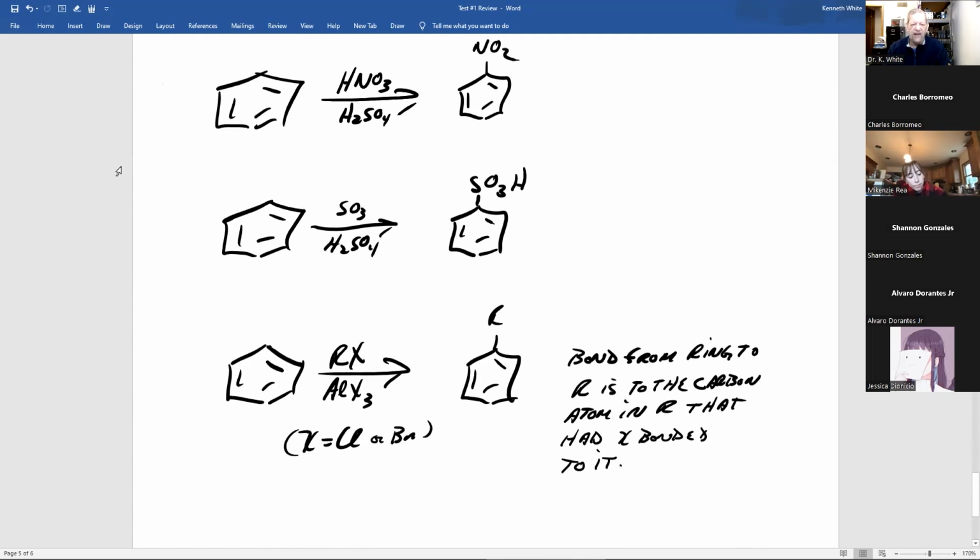Nitration: you take nitric acid, HNO3, sulfuric acid, and you put a nitro group on there. Now, a common mistake students make is this, and that's wrong. It's NO2, not NO3. Next, we have sulfonation: sulfur trioxide, sulfuric acid, and you put on what's called the sulfonic acid group. And that's the only reaction I could ask you on the final, if I have that, because we're not doing substituents.